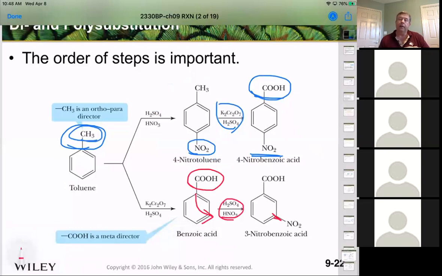So the idea here is that by knowing what our two groups are here and here, we can say, oh, these are both meta directors, so I have to do it in this order. This is a para director, this is a meta director, so I have to do it in the opposite order. So that's just kind of thinking through the ortho-para direction and the activation deactivation system, okay?